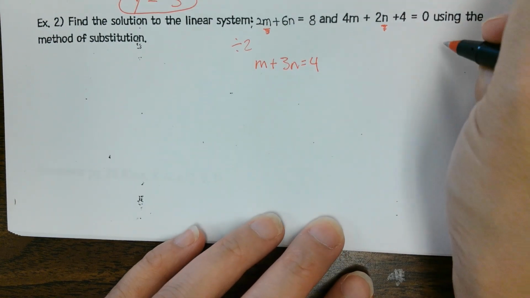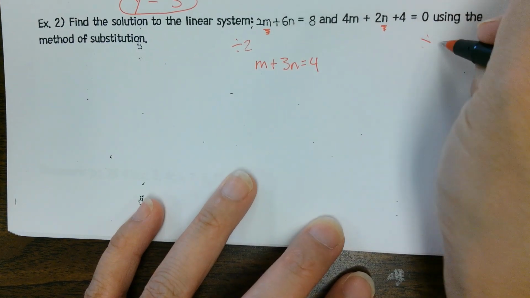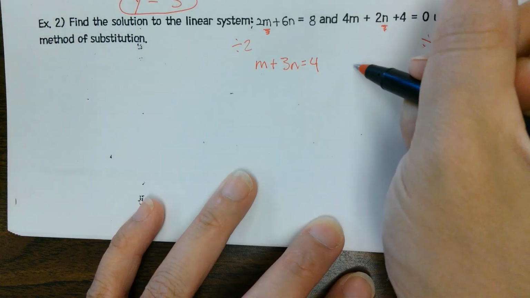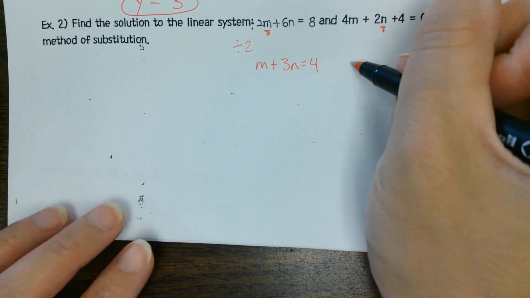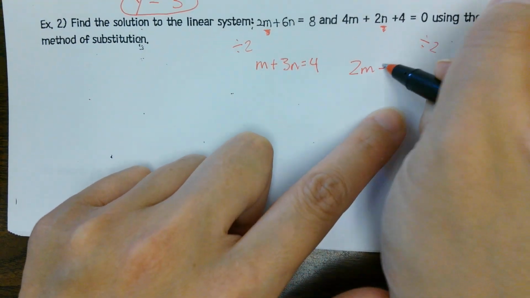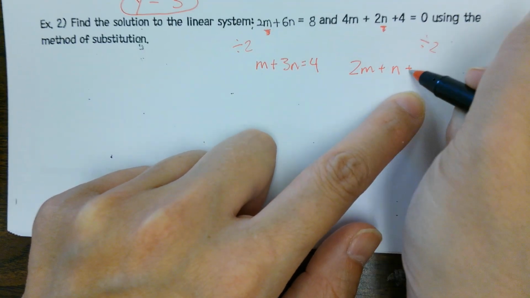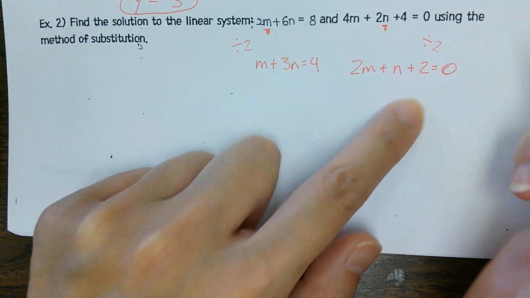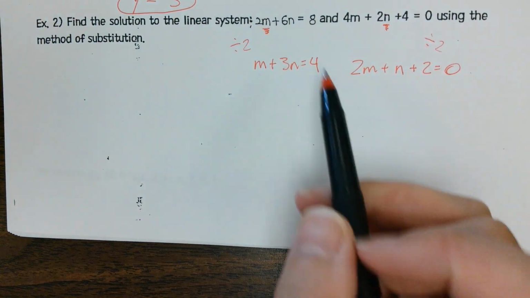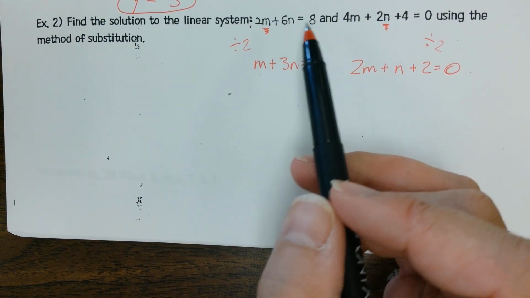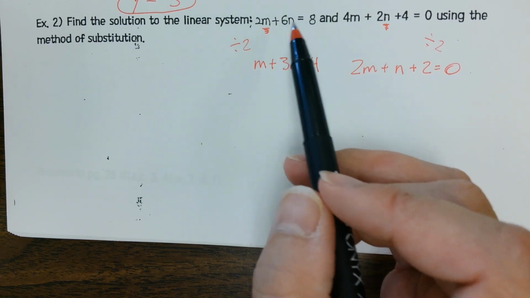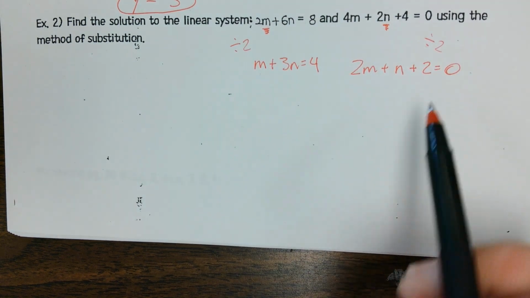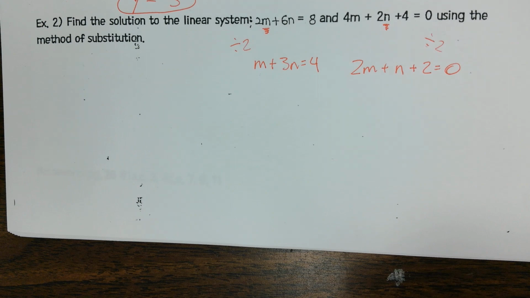Yeah, I can do the same. I can divide this whole equation by 2 as well. So this is 2m plus n plus 2 equals 0. So remember that as long as it's an equation and you divide everything on both sides, you can divide. It won't change anything. You just reduced your equation.